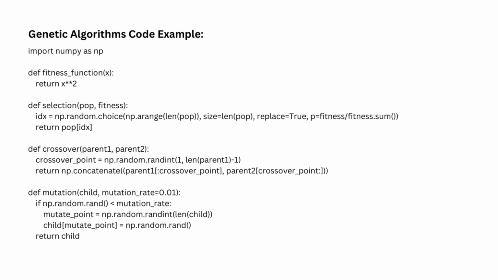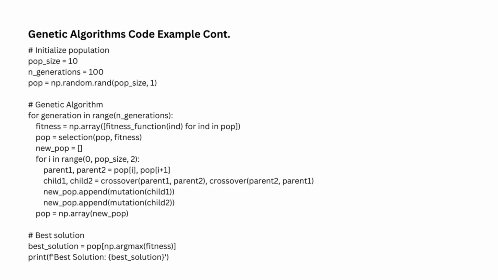3. Crossover. We define a crossover function that recombines two parent solutions to create a new child solution. 4. Mutation. We define a mutation function that randomly mutates a child solution with a specified mutation rate. 5. Population initialization. We initialize a population of 10 candidate solutions randomly.